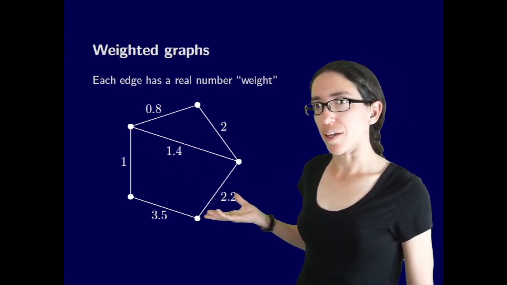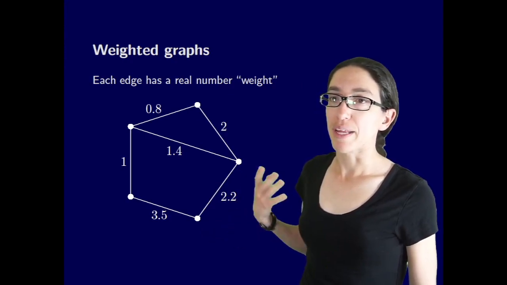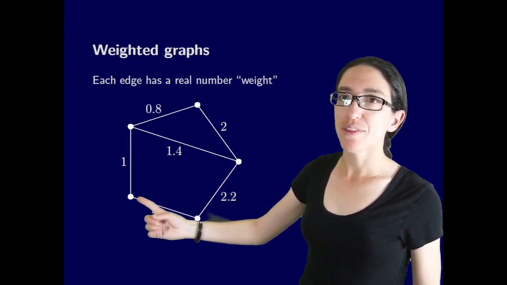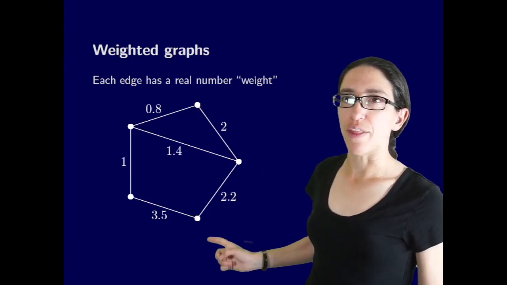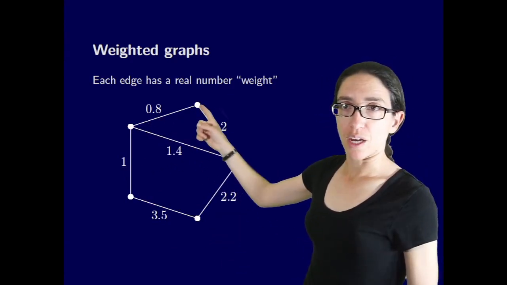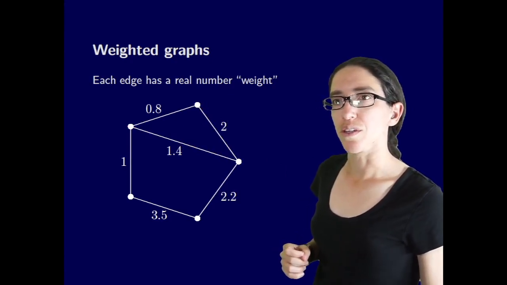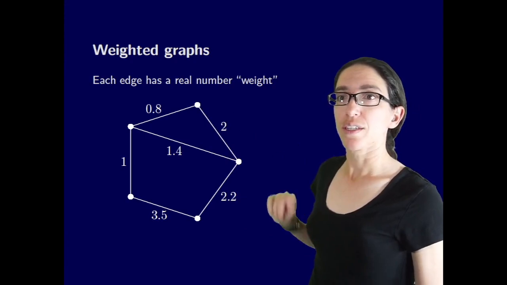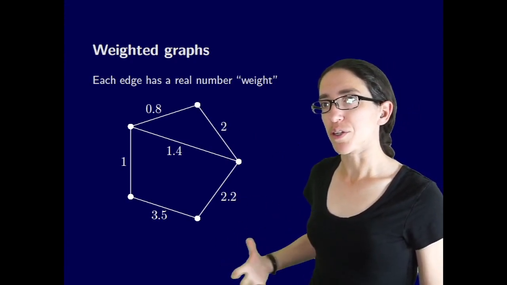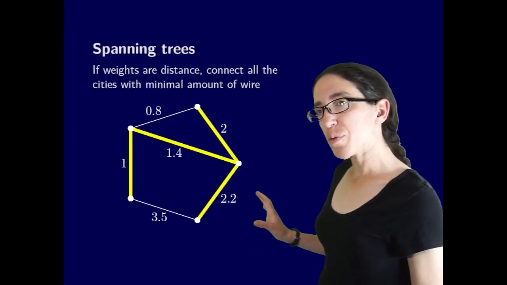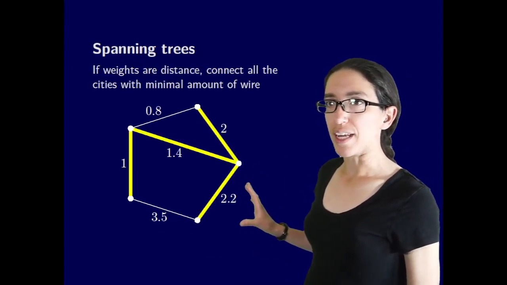Now, weights can mean a number of different things depending on what your circumstances are. For instance, maybe these are cities with distances between these points on the map. So 0.8 might be 0.8 miles from this point to that point, or 0.8 of some other unit, or it could be resistance in wires or some other type of number telling us how much it costs to travel over that edge.